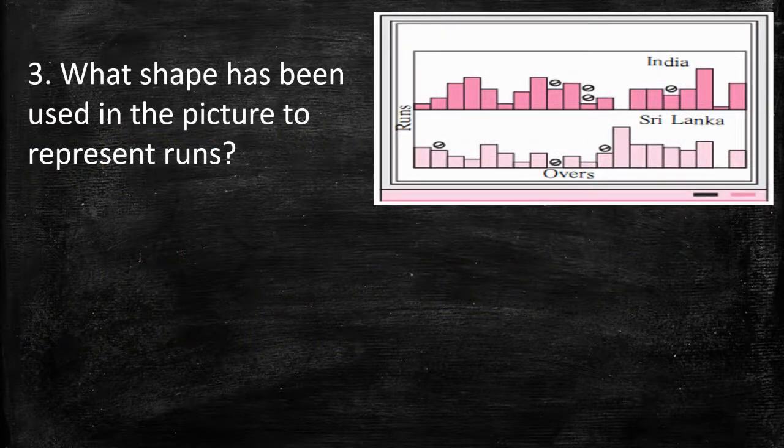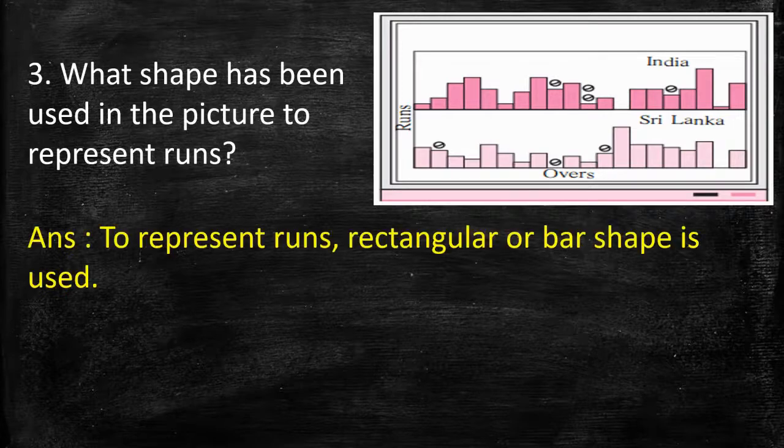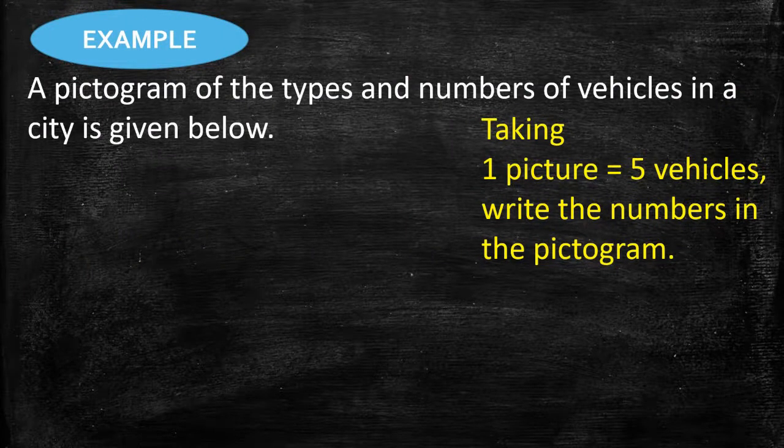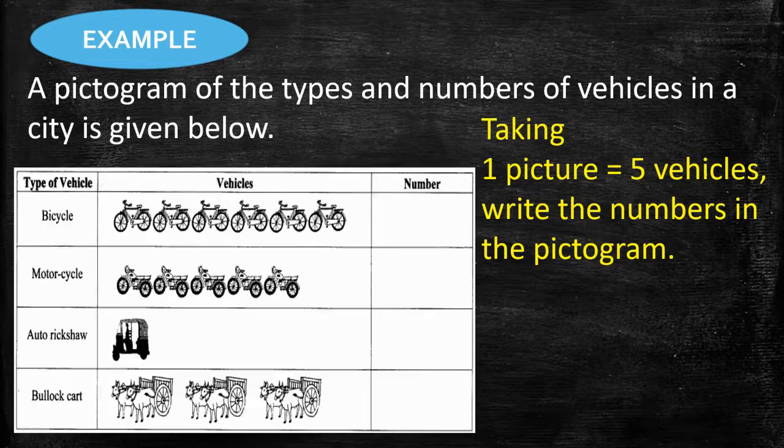Question 3. What shape has been used in the picture to represent runs? To represent runs, rectangular or bar shape is used. To understand the graph, let's see one more example. A pictogram of the types and numbers of vehicles in a city is given below.